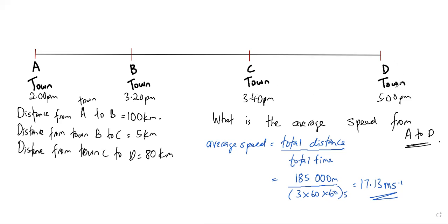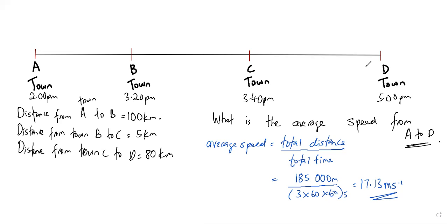So finally you stopped at town D. Now the question is very simple. What is the average speed from town A to town D? As you drive from A to D, what should be the average speed? The formula for average speed is total distance over total time.